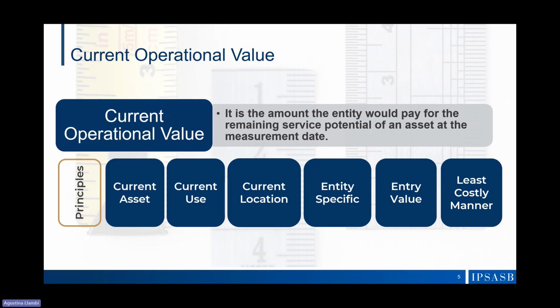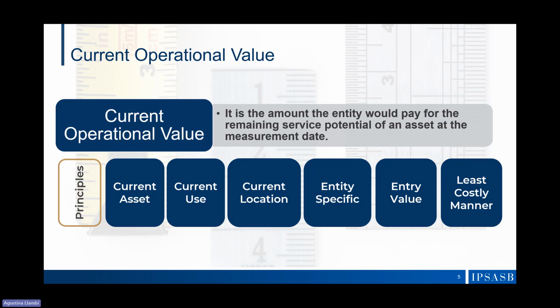And then the last one is least costly manner. Here we're referring to, there's several ways how an entity can obtain an asset, because it's important to highlight that current operational value is a measurement only for assets. It's not meant for liabilities. Here, what we're looking to say is an entity can purchase an asset, an entity can build an asset, and the entity will need to consider what is the least costly manner to obtain that asset.